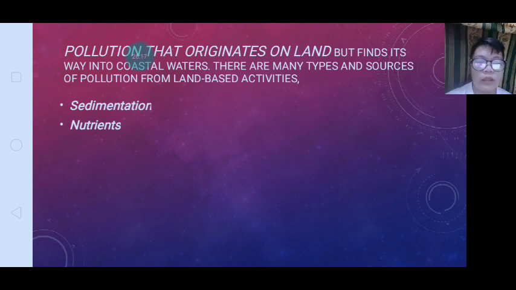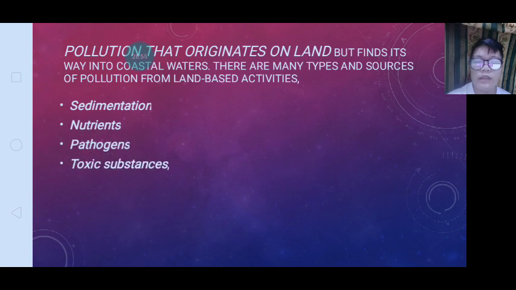Next is pathogens. Pathogens come from inadequately treated sewage, storm water, and runoff from livestock pens. Although rare, bacteria and parasites from fecal contamination can cause disease in corals, especially if they are stressed by other environmental conditions. Coral diseases occur in a healthy ecosystem, but the impact of pathogen-containing pollution can exacerbate the frequency and intensity of disease outbreaks.